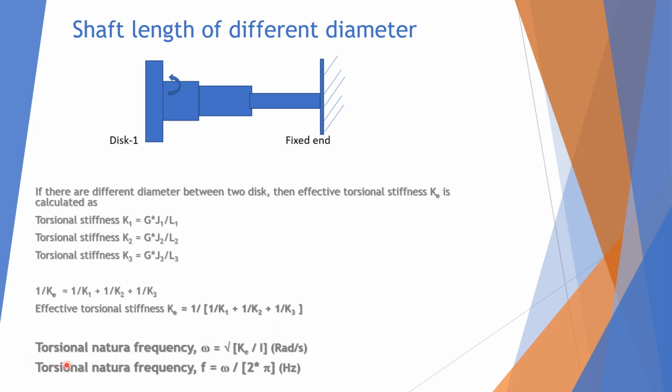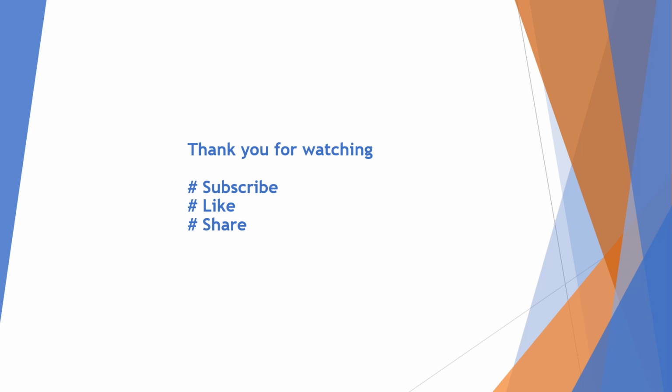In that case, the torsional natural frequency omega is equal to the square root of ke upon I. In the case of Hertz, f is equal to omega upon 2 pi. So we understood now how a standard formula is used for calculating the frequency of a one disk system where the other end of the shaft is fixed. We also know that if the diameters of the shaft are different between the disk and the fixed end, then you have to calculate the effective torsional stiffness and use this formula.